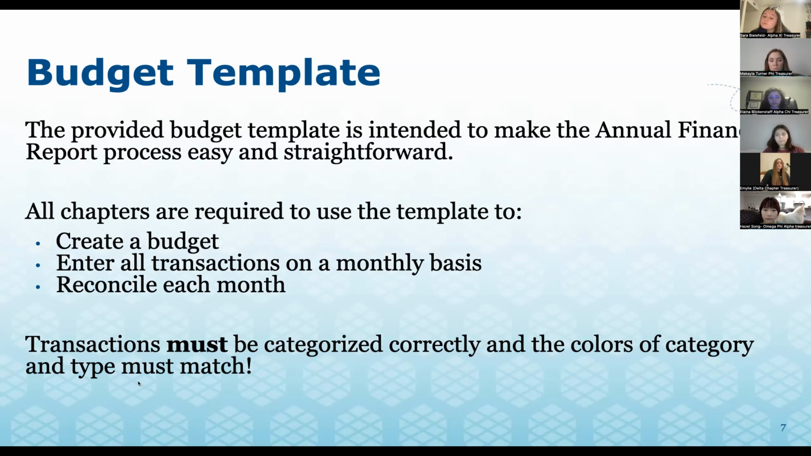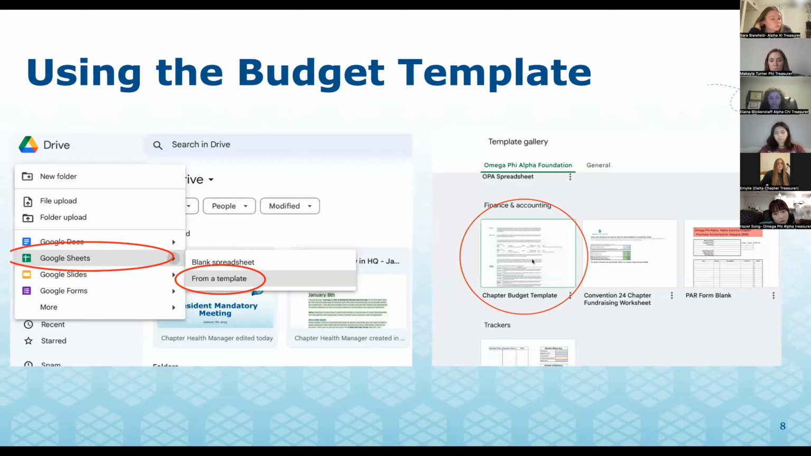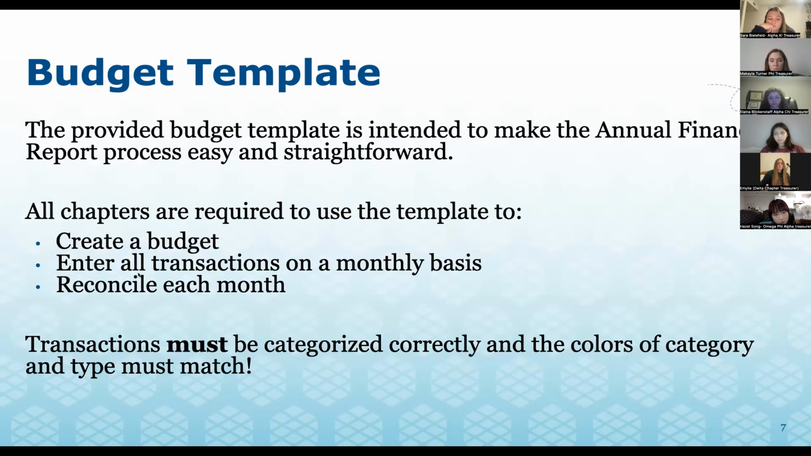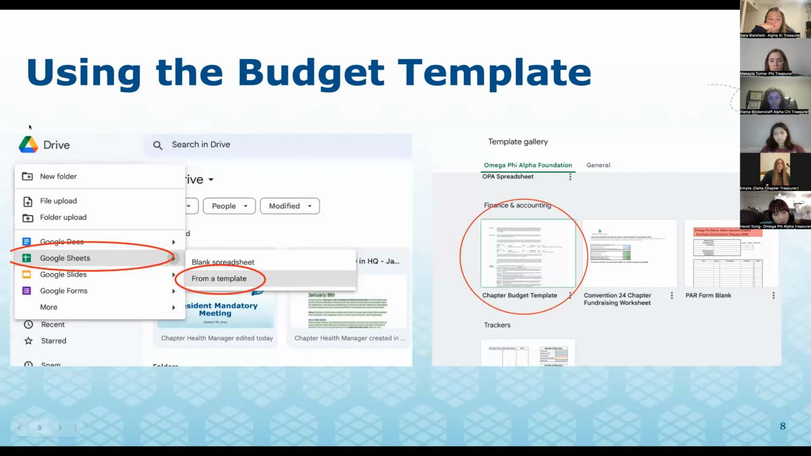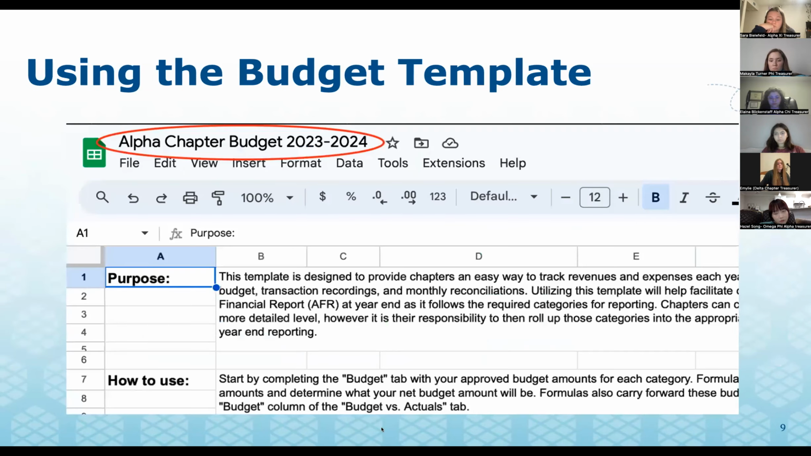So one thing that we updated is the colors of the categories matching. I have a screenshot showing that. So there were some questions of like, how do I find the chapter budget template? It's a template in Google Drive. So when you're logged in to your @omegaphialpha.org email address, you would click new, which is under here, and then hover over or click Google Sheets and then click from a template. And then it will pop up and look like this. And you select this one, chapter budget template.